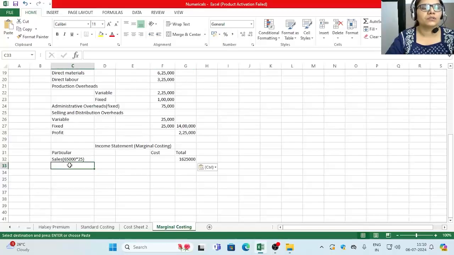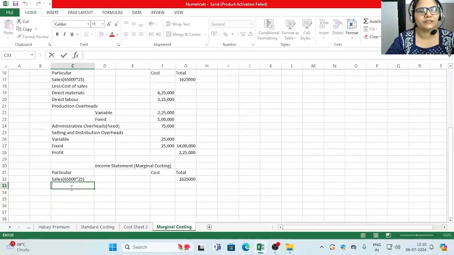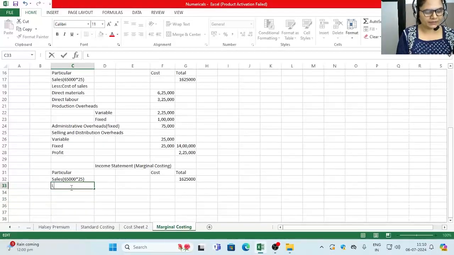Now, this statement is very different from what we have prepared in case of absorption costing. We will deduct variable cost. First thing, we have to see what is our variable cost and what is our fixed cost.